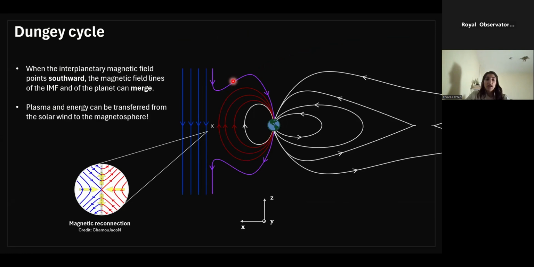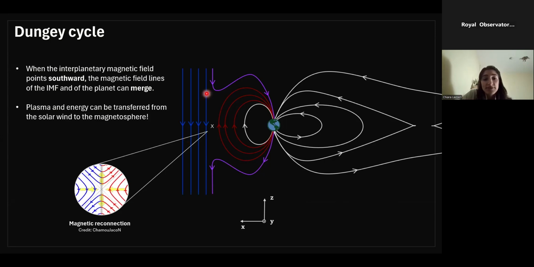Then instead, if we look at a southward pointing interplanetary magnetic field, the picture gets a bit more complicated. In fact, in this case, we have anti-parallel magnetic field lines. So the magnetic field lines of the interplanetary magnetic field and those of the magnetosphere point in opposite directions. And in this configuration, we have a phenomenon called magnetic reconnection or magnetic merging. And you can see it here in this animation. So opposite pointing magnetic field lines will be able to merge in this case.